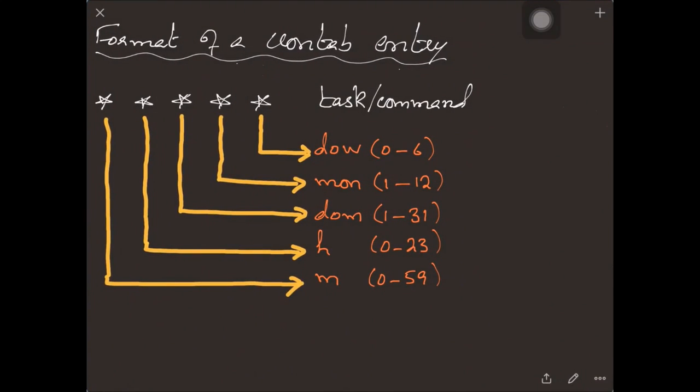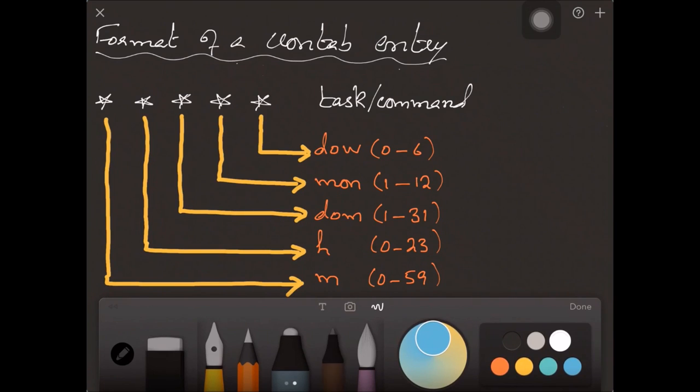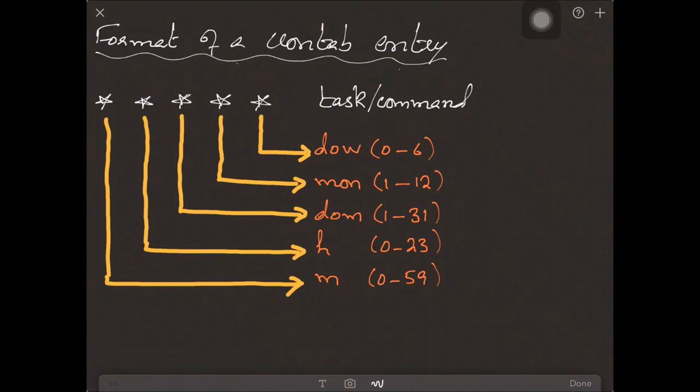So this is the format of that file. The first 5 asterisks you can see. Let me take some colors. Let me take white. Okay, so these are the 5 asterisks. The first asterisk is the minute. So this is the minute.